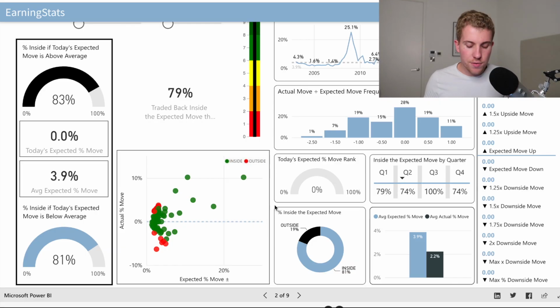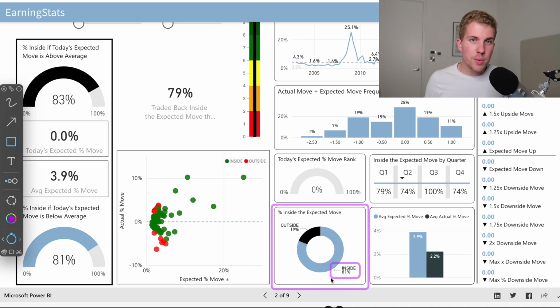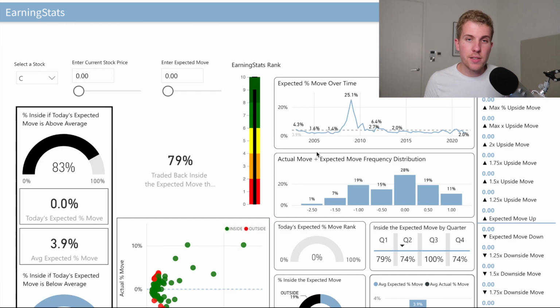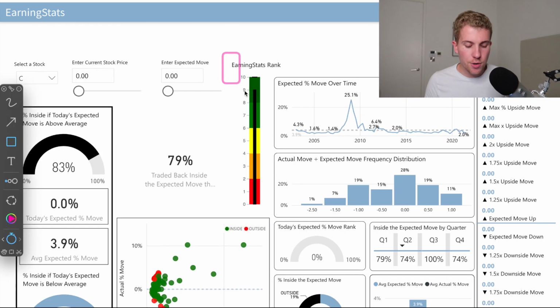And another way of visualizing this, you can see that 81% of the time, Citibank has stayed within the expected move compared to 90% of the time where it actually went outside of the expected move. So you can see that it's actually quite interesting, because now you actually have a tool that allows you to know how often the stock stays within the expected move and how often the stock goes out of that expected move. And another key piece of information that I really like is the EarningStats rank.